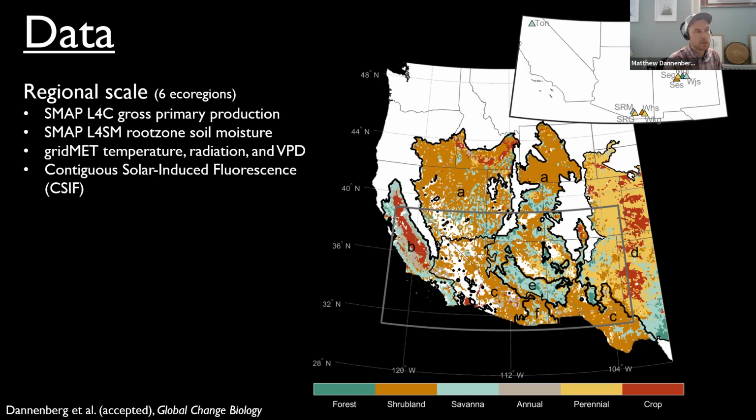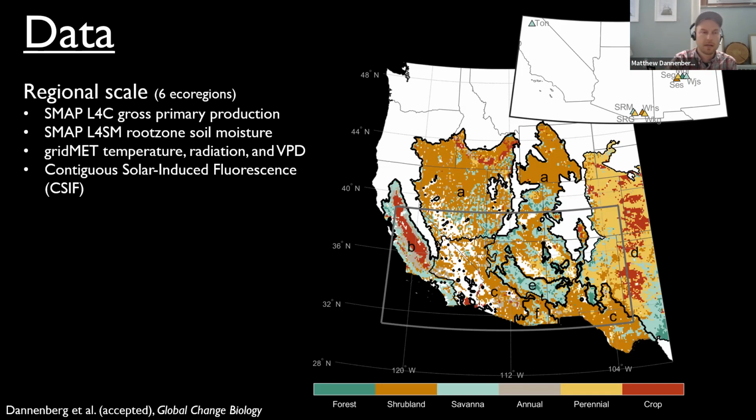The first one that we used at the regional scale is the contiguous solar induced fluorescence product. Solar induced fluorescence basically represents the light emitted by chlorophyll, and it's more or less linearly related to gross primary production, though there's a lot of caveats to that relationship, and there's a lot of work surrounding the connections between solar-induced fluorescence and GPP. But at minimum, we know that SIF is related to GPP, and it's independent of these meteorological inputs.